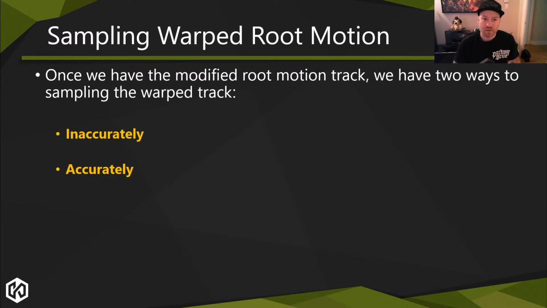Okay, so now we have this warped track, which is exactly the thing we need to get up to the top. We've done some cool math. The curves are super beautiful and everything's great. Well, there's two ways to follow that curve. I call them inaccurate and accurate, and I'll explain why.